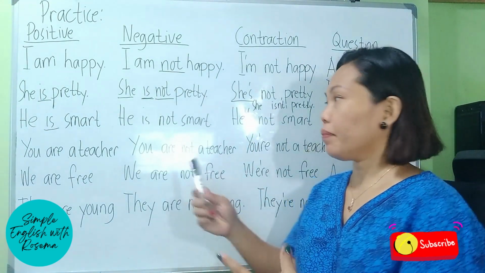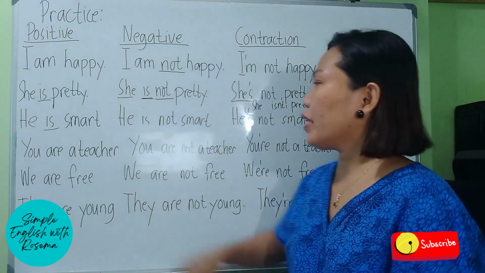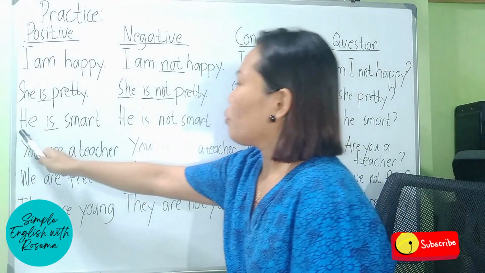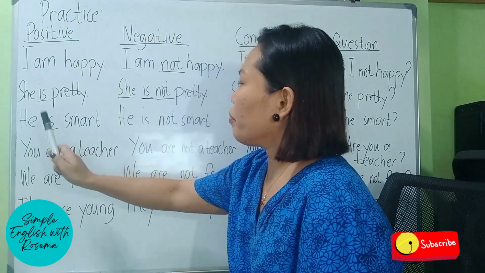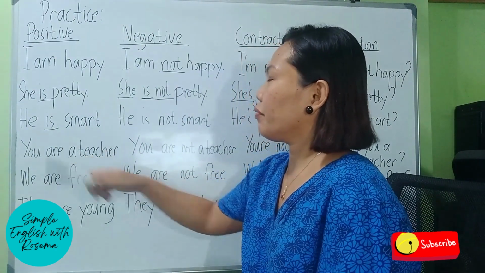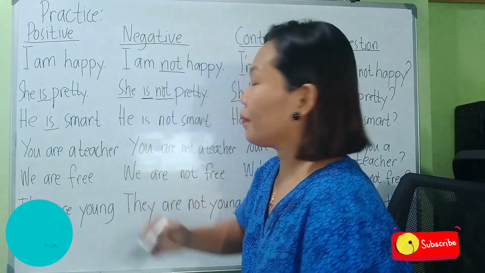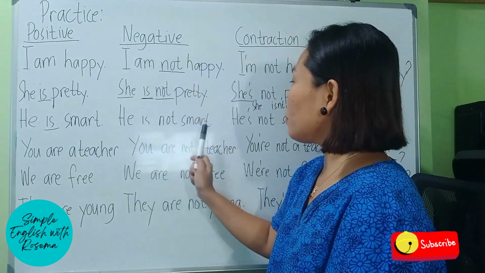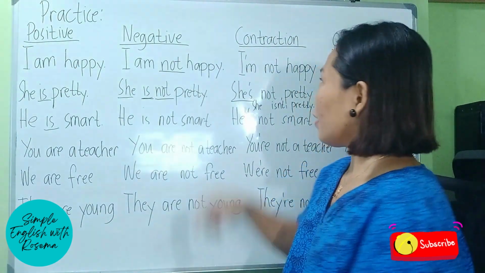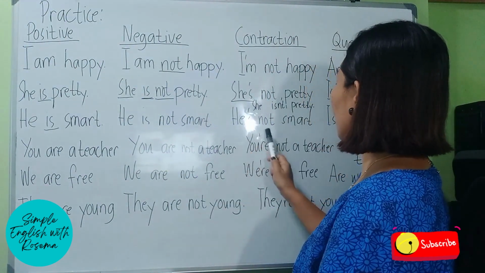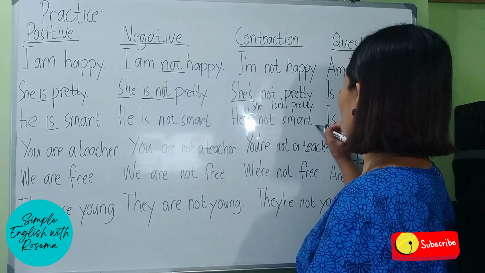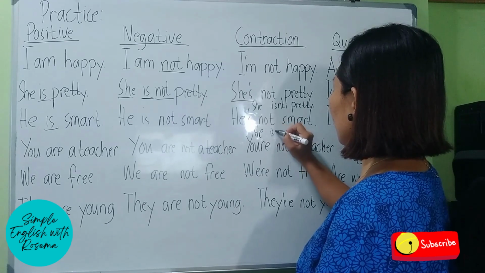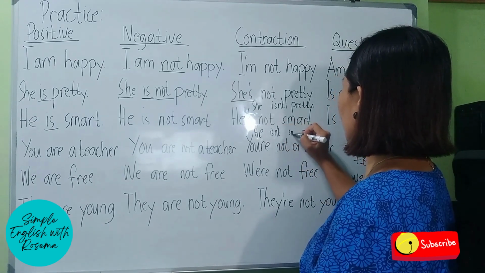Okay? Our next sentence, he is smart. So, third person singular pronoun, be verb, and then this is an adjective, because it describes. And then, the negative form is he is not smart. He is not smart. For the contracted, he's not smart. Or we can also do what we did here, he isn't smart.